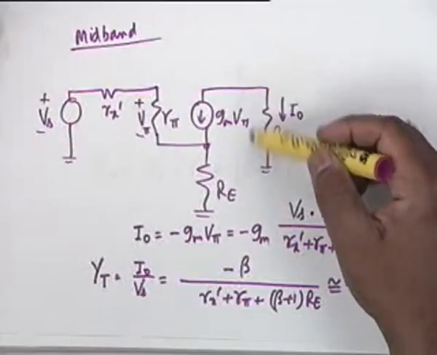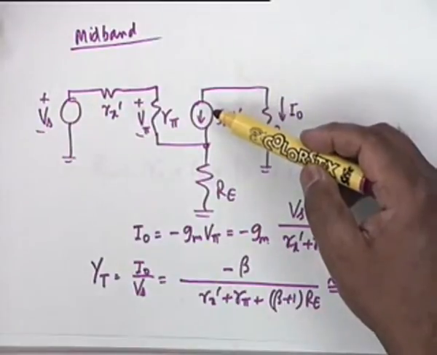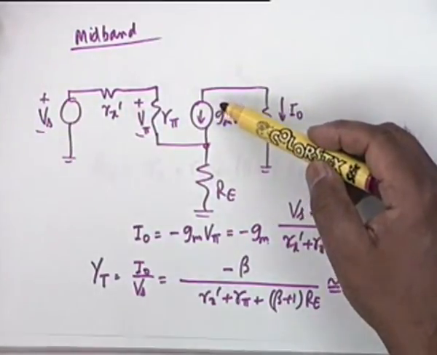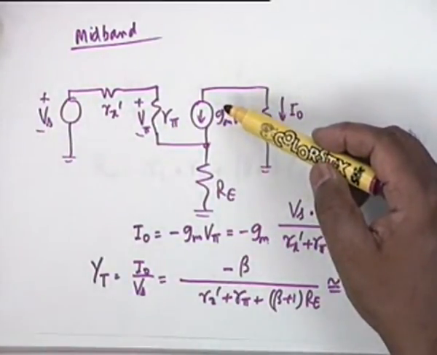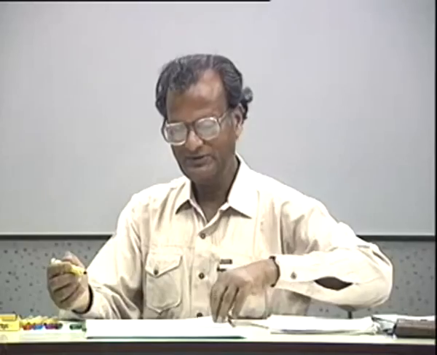It is very tempting to say the output impedance would be infinity because there is a current generator. No, this is not. If it was an independent current generator, yes, what you are saying would have been right. One has to actually calculate. Let us see what the equivalent circuit is.